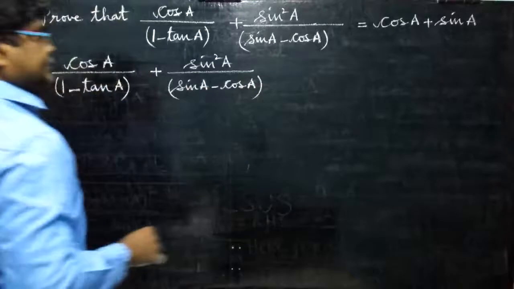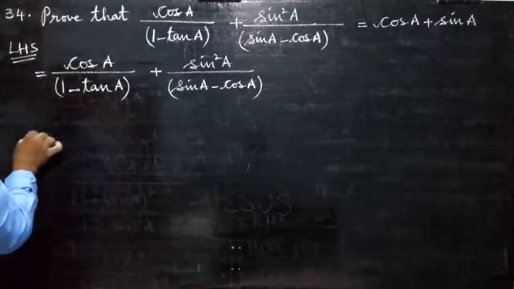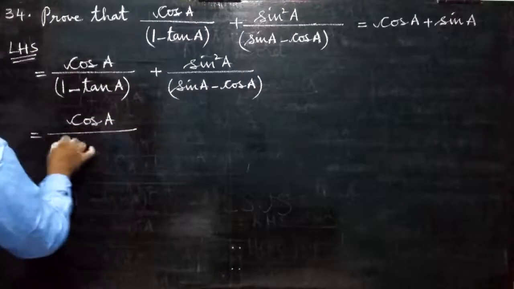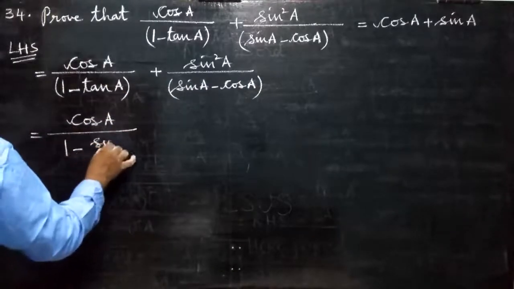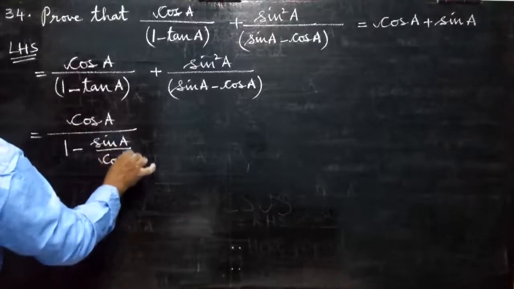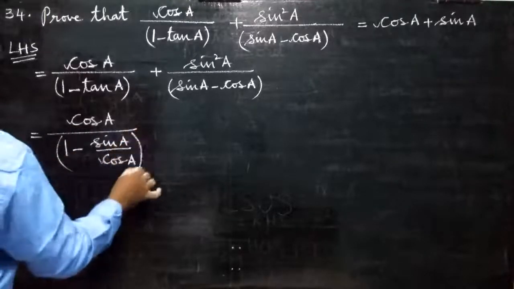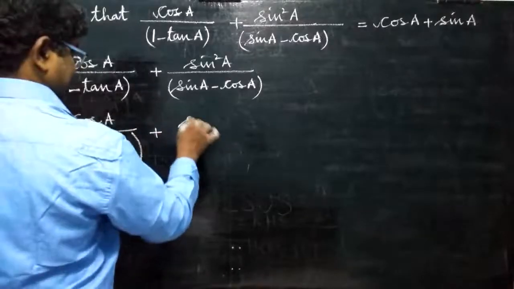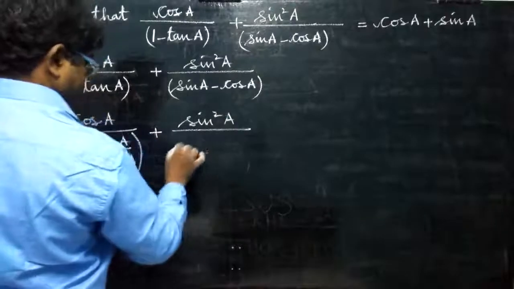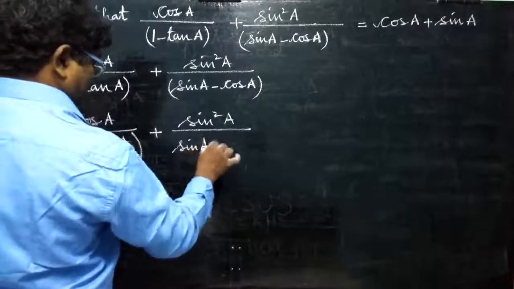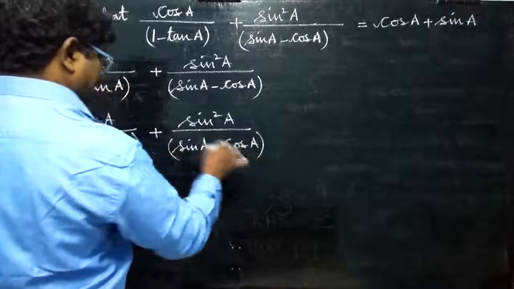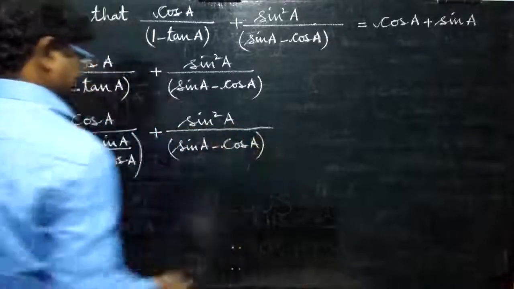Put in a bracket. Now cos A by, tan we can write as sin A by cos A. Change that one. Put in a bracket. Plus sin square A as it is, and sin A minus cos A also as it is. Don't change. Only tan we are going to change.